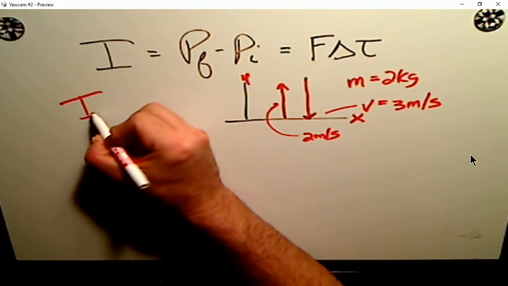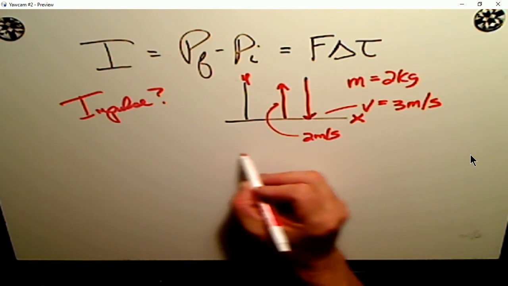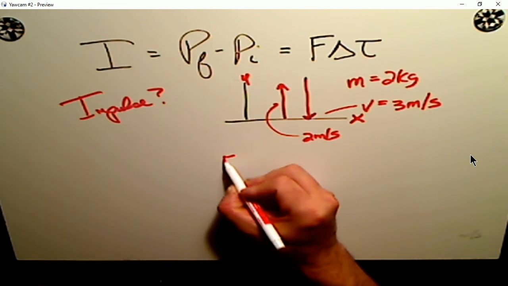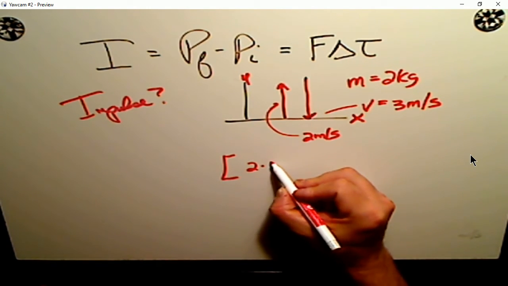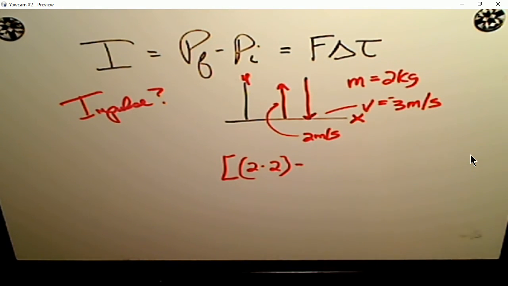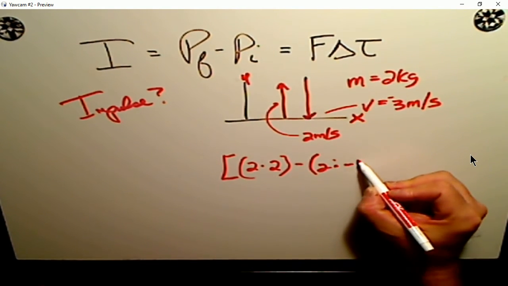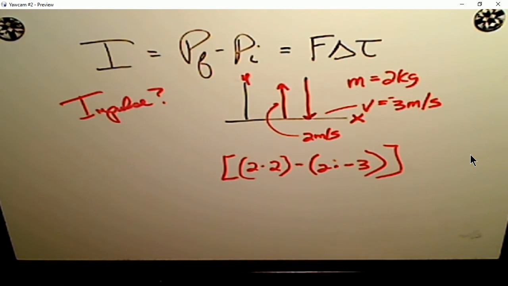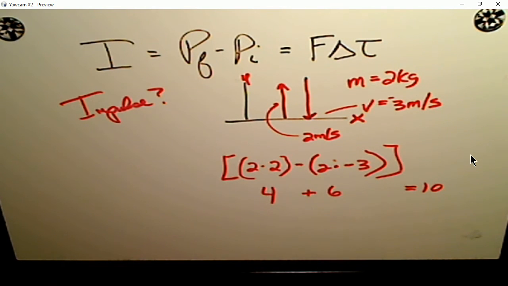What is the impulse? Impulse being the change in momentum, momentum final minus momentum initial. It's merely, in this case, momentum final, 2 kilograms times 2 meters per second, minus momentum initial. Since this is down, this is a negative, or 2 kilograms times negative 3 meters per second. This gives us 4 plus 6 equals 10. So the impulse, Newton seconds, that's the unit for impulse, is 10 in this case.